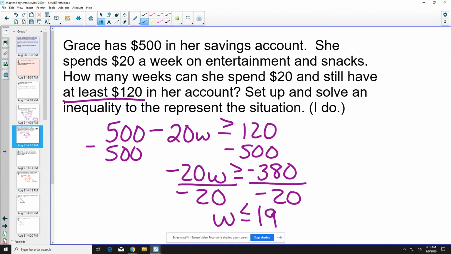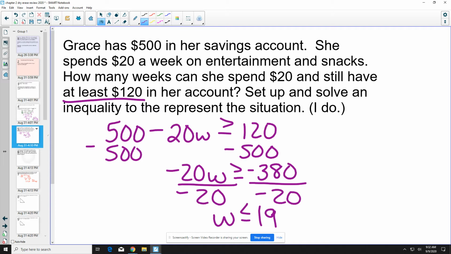20 would be 19. So how many weeks can she spend $20 and still have at least 120? She can do this for 19 or less weeks. So 19 weeks would give her exactly 120. If she does it for less than 19 weeks, she would have more than 120 left.